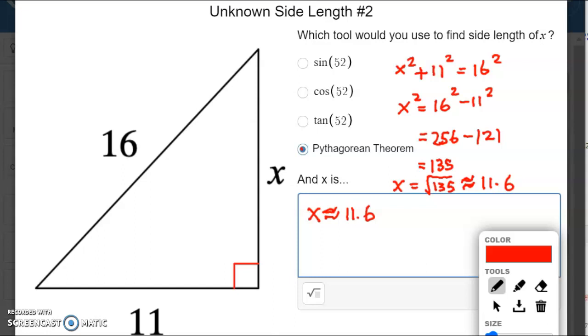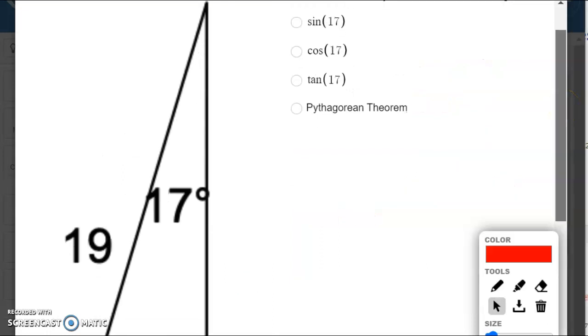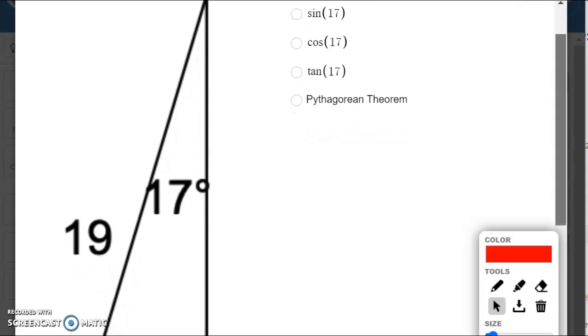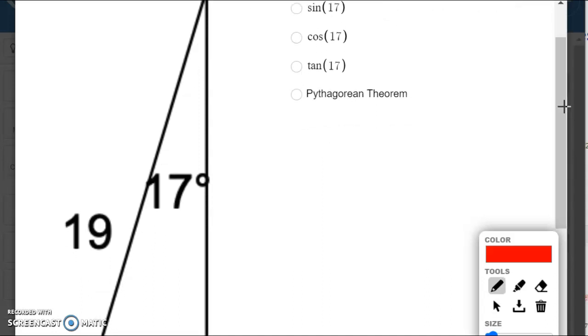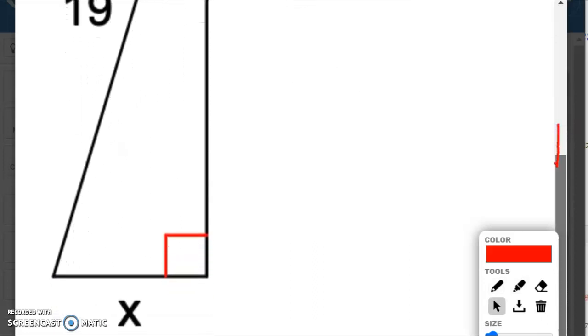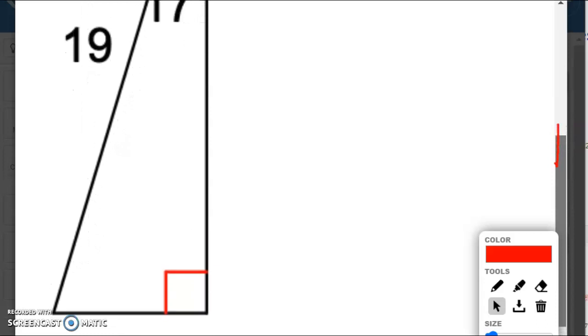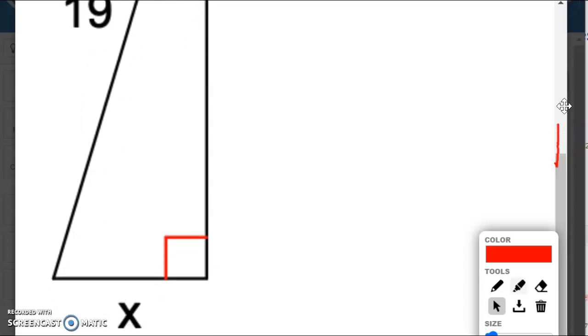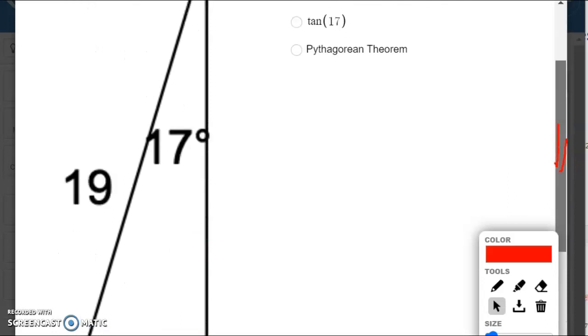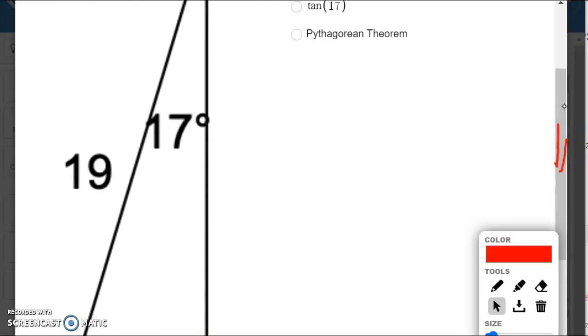Okay, card number 9. Which tool would you use? We are given an angle and we're given the hypotenuse, and the opposite side is the side in question. So we are looking for the trig function that deals with opposite and hypotenuse, and that's going to be sine of 17 degrees.